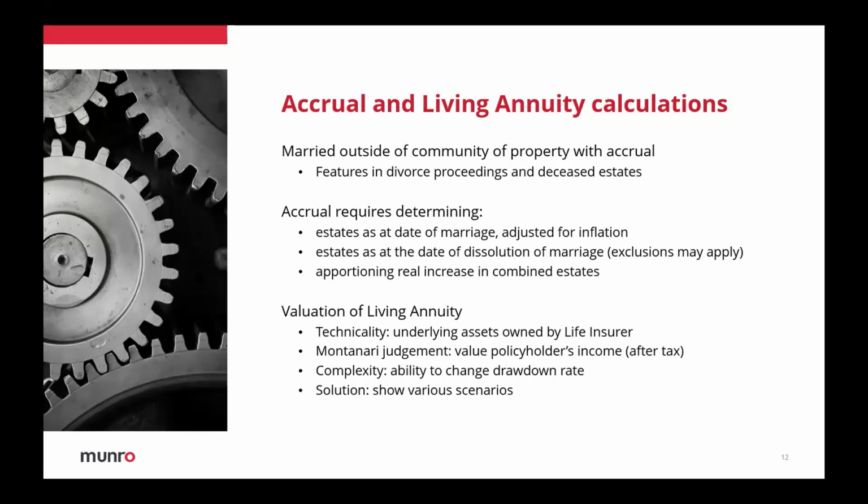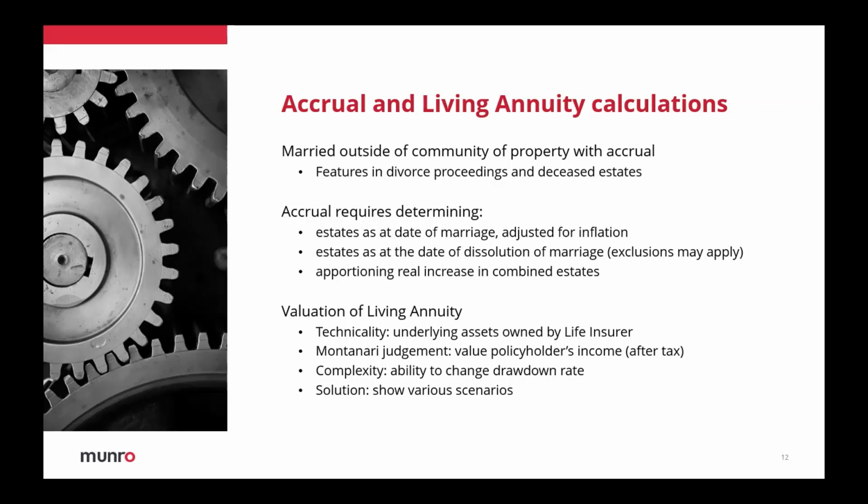The judiciary and the law recognized that problem, in the Montanari judgment, Montanari versus Montanari. Mr. Montanari had a couple of living annuities, and the judgment recognized that he is not the owner of the underlying assets, so including his living annuity at the price of the underlying market values of the assets wasn't a fair solution, because he didn't have access to those assets. The only right he had was to draw down on income from those assets. And the court ruled that income should be valued.